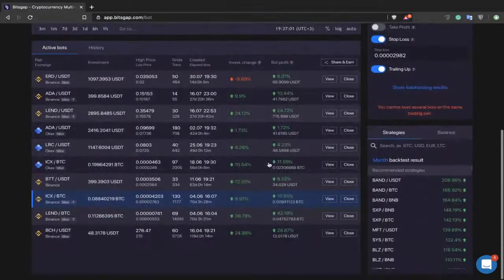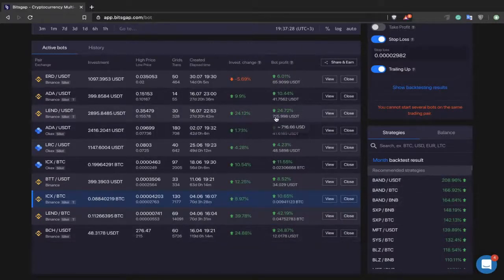So you see all of the metrics over here. In my case, my top performer here, I think, is LAND trading to USDT. With the total investment of almost 3,000, I've managed to make $715. Automatically, so this amount is on my balance.